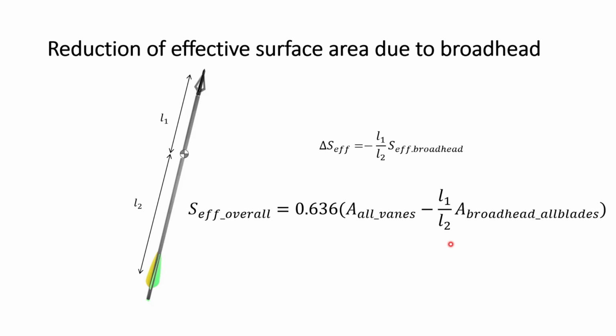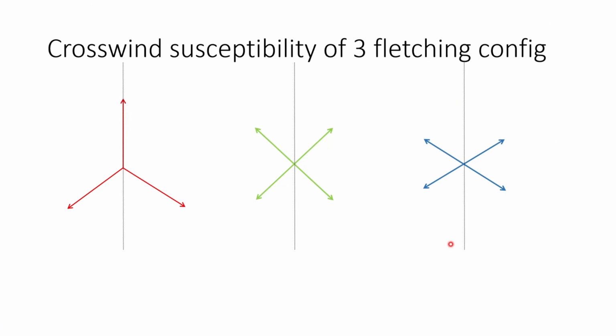Okay, so that is the stabilization covered. Let's now talk about crosswind susceptibility of these three configurations.